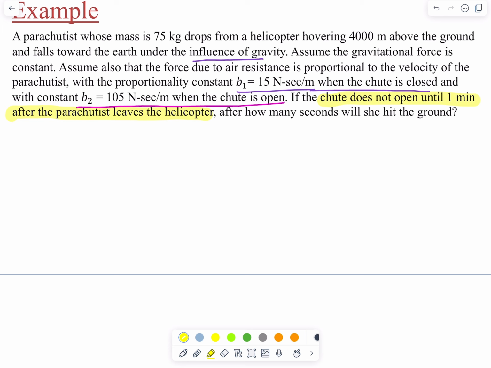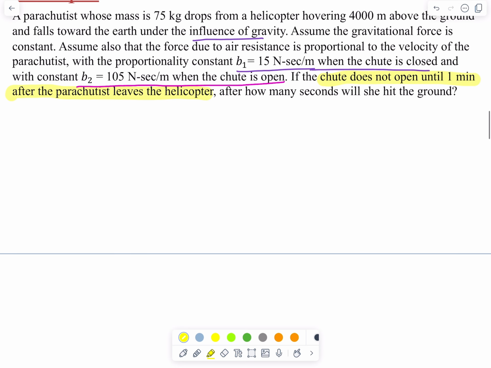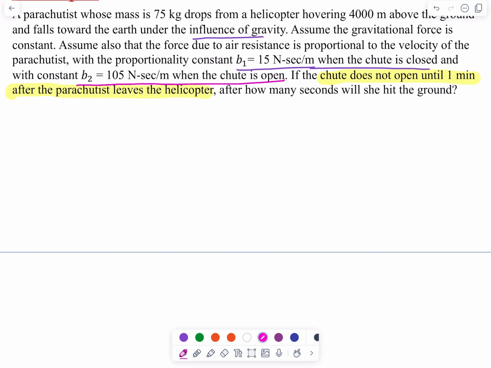So taking a look at this, we are going to take a look at the motion before the chute opens, and then we will apply that information to when the chute is open. So before the chute opens, the model is pretty straightforward. Let's go ahead and write a few things down. We have the initial velocity is 0, mass is 75 kilograms. B is equal to B1, which is going to be 15, of course, Newton seconds per meter.